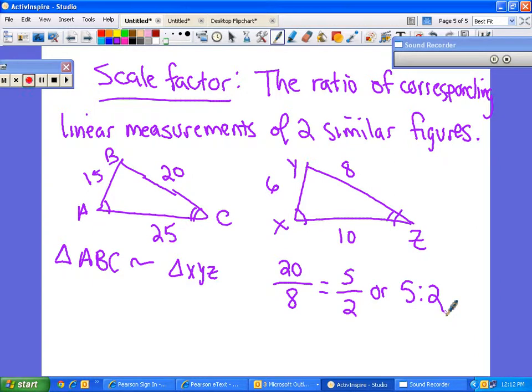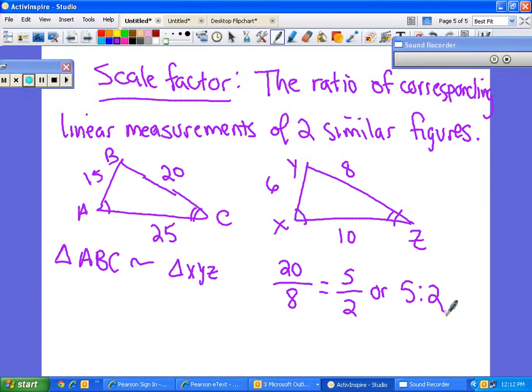Or put another way, to get to the bigger triangle, I take the value of the small triangle and multiply it by 2.5, or 5 over 2. And if I want to go from the big triangle to the little triangle, I would divide. So if I want to go from the little triangle to the big triangle, I'm going to multiply. From the big triangle to the little triangle, I divide. Okay, does anybody have any questions?